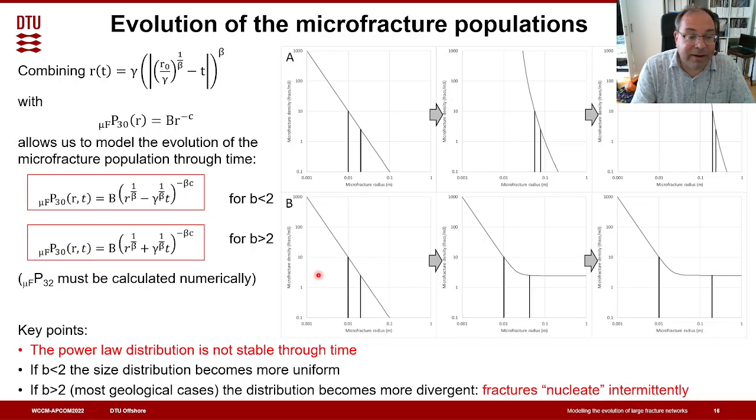However, if the subcritical index is greater than 2, which will be the case for most geological examples, the larger fractures propagate faster relative to the smaller fractures, and the size distribution becomes more divergent through time. And in practice, this can be seen as an example of fractures nucleating intermittently. As fractures reach a critical threshold at which they start to propagate much more rapidly, we get the intermittent formation of individual fractures within the fracture layer.